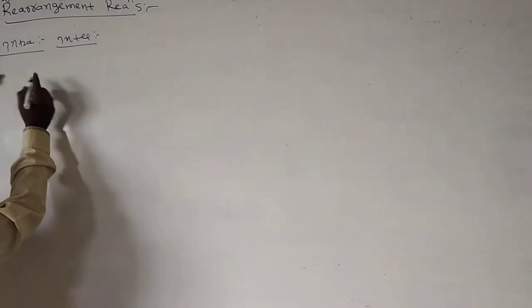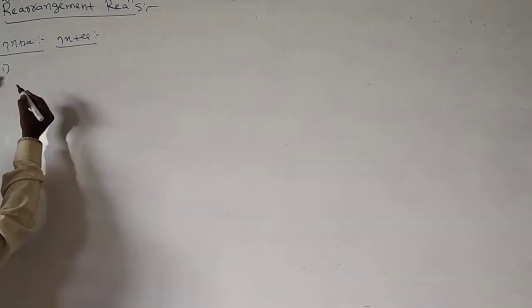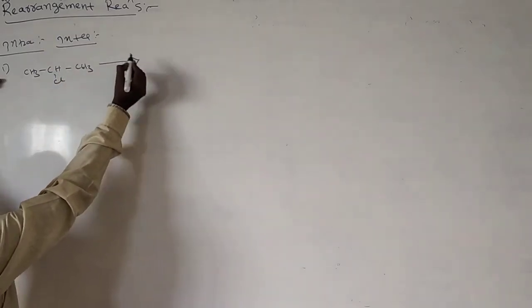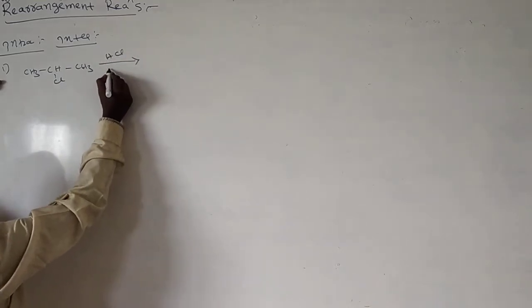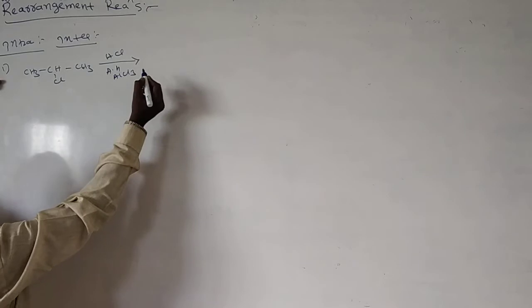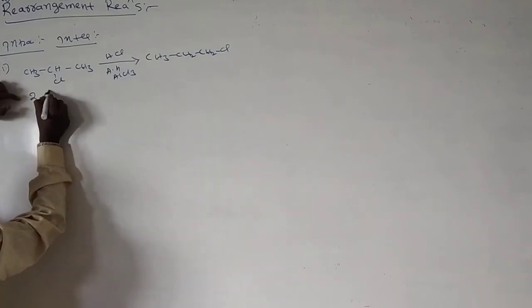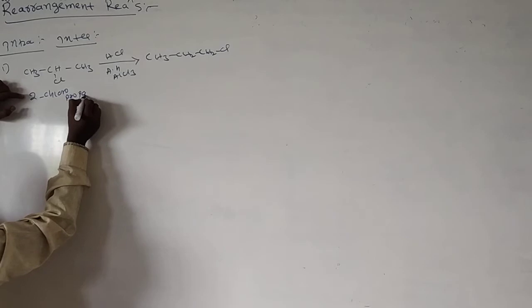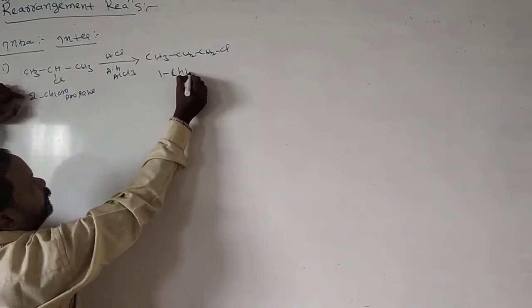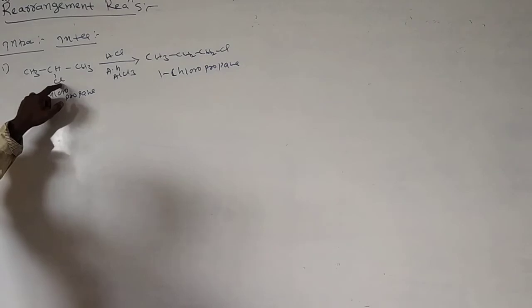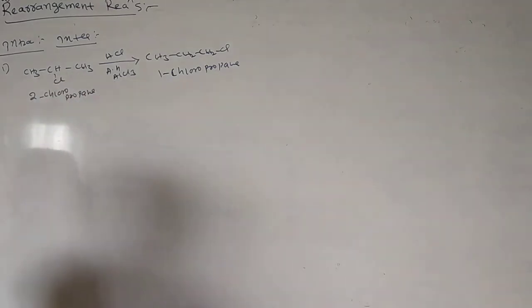See here, different rearrangements are there. First I am taking CH3CHClCH3, 2-chloropropane, with concentrated hydrochloric acid and anhydrous aluminium chloride. What happens? It forms CH3CH2CH2Cl. 2-chloropropane converts into 1-chloropropane. See, the chlorine group rearranged from the second carbon to the first carbon. This we call intramolecular rearrangement.